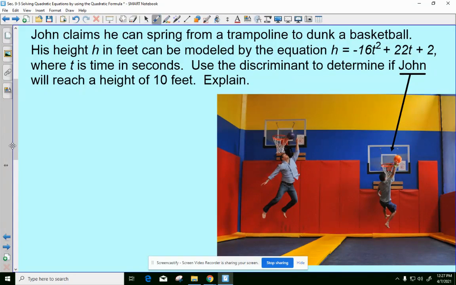Now, how does the discriminant, like, how's that going to lead me to knowing whether John can get to a height of 10 feet or not? And knowing that there's either two answers or one answer or no answers, how does that play into 10 feet? Any idea? I am going to take this 10 and I'm going to put it right there. But do you have any idea how this is going to work?